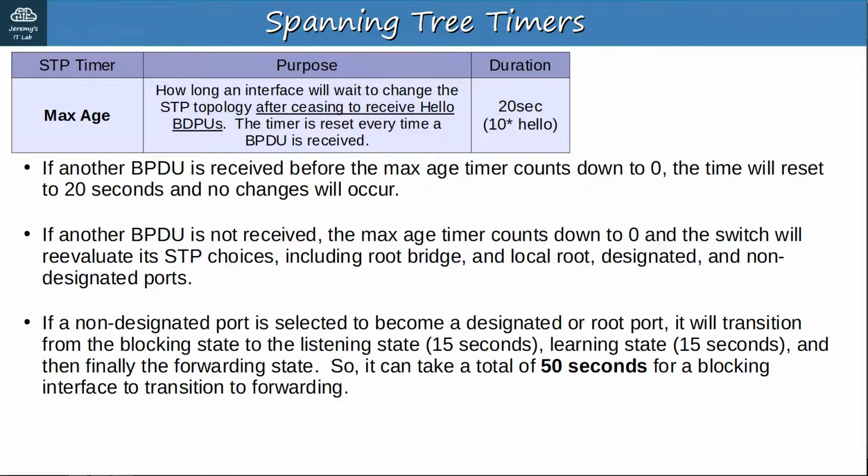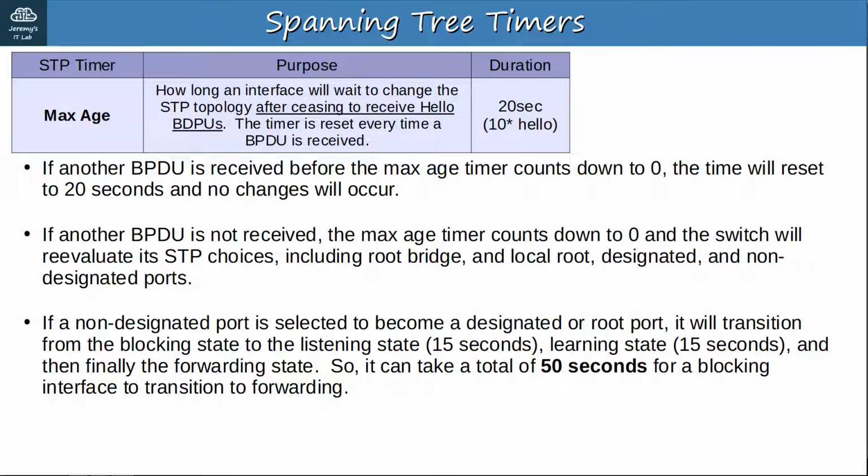After these decisions, if a non-designated port is selected to become a designated or root port, it will transition from the blocking state to the listening state for 15 seconds, learning state, again for 15 seconds, and then finally the forwarding state. So it can take a total of 50 seconds for a blocking interface to transition to forwarding.